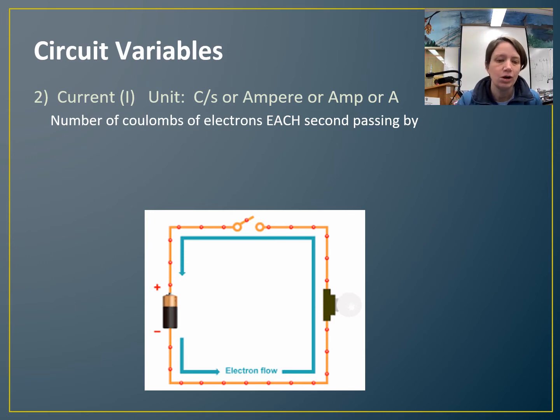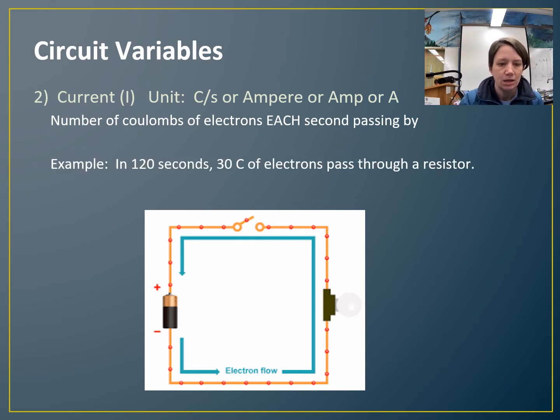An important note here, this is not the velocity. It's not how fast the electrons are moving. It's how many electrons are going every second. So, for example, we've got a little light bulb in that circuit down there. If we knew that in 120 seconds, 30 coulombs of electrons pass through that resistor, we could say that our current is 0.25 coulombs every second, or 0.25 amps.